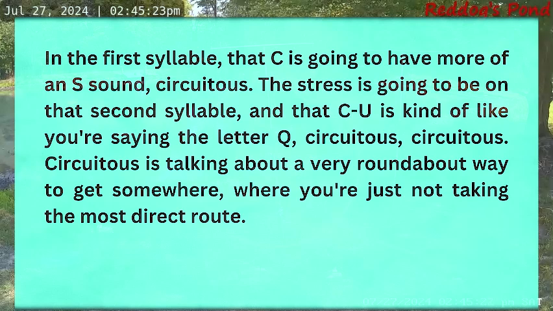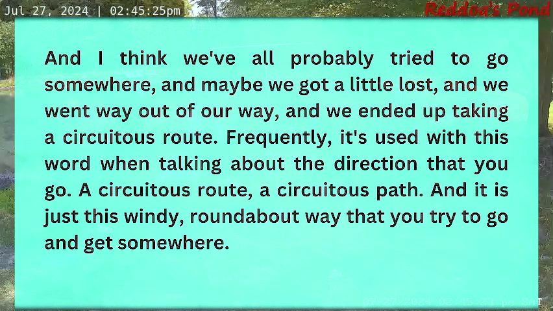Circuitous is talking about a very roundabout way to get somewhere, where you're just not taking the most direct route. And I think we've all probably tried to go somewhere, and maybe we got a little lost, and we went way out of our way, and we ended up taking a circuitous route. Frequently, it's used with this word when talking about the direction that you go.